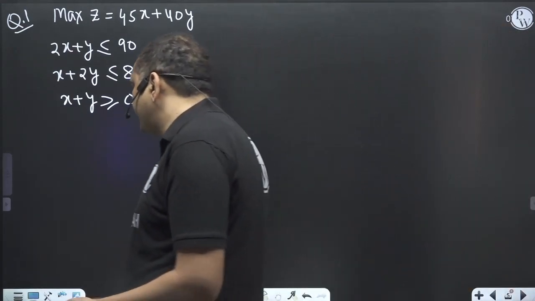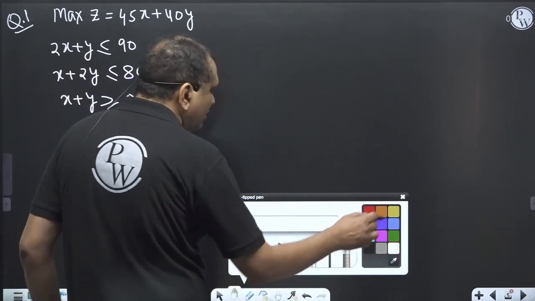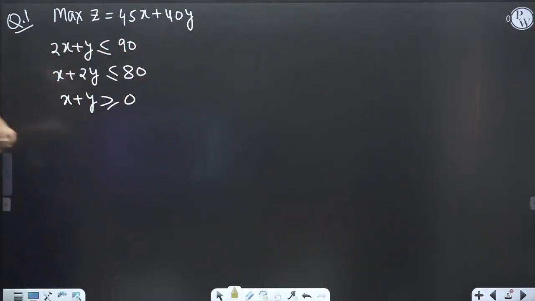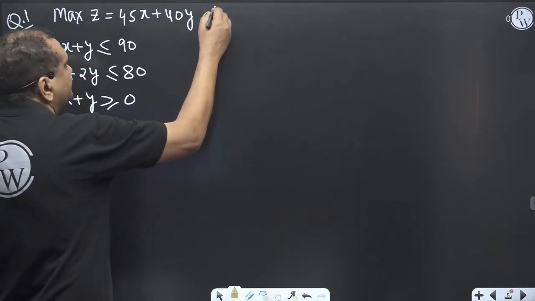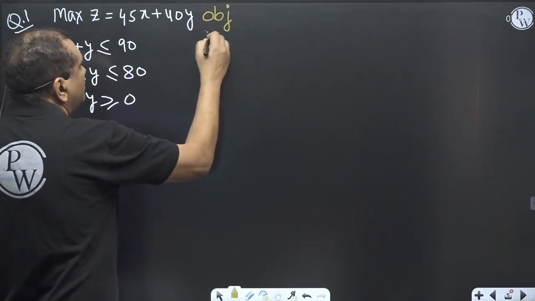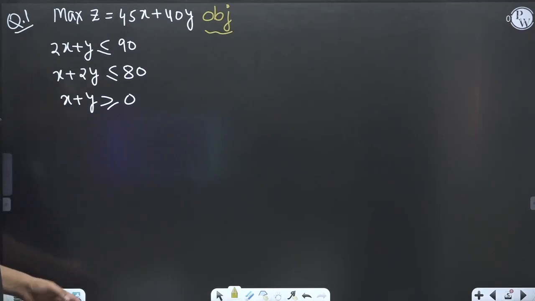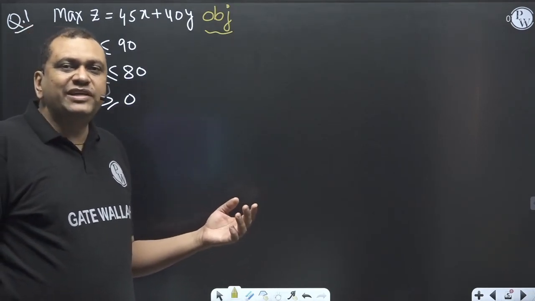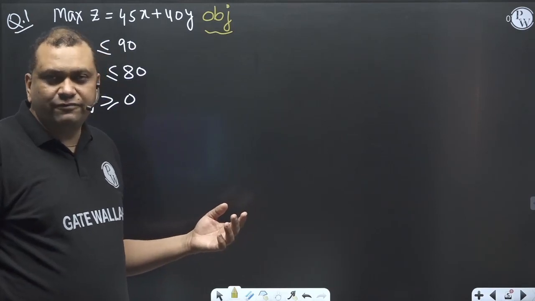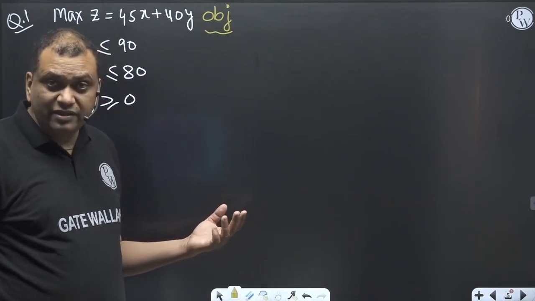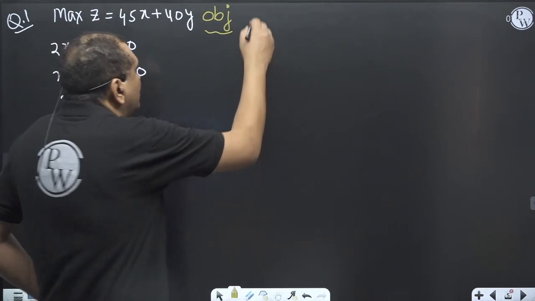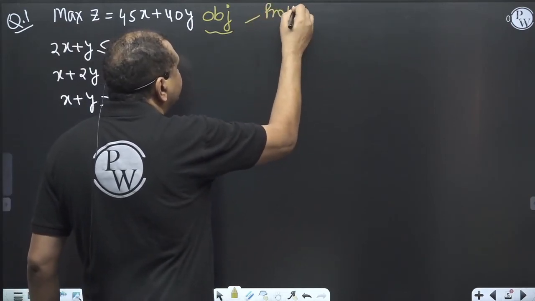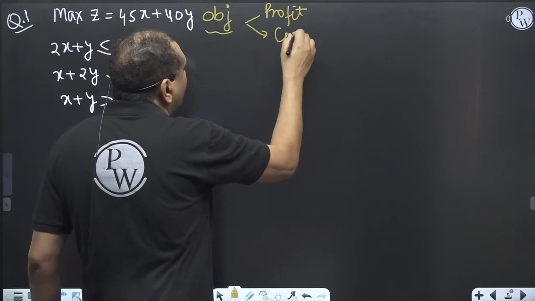This is the first example. This is my objective function. The objective function may be that of profit or cost. The objective function can be for profit or for cost.